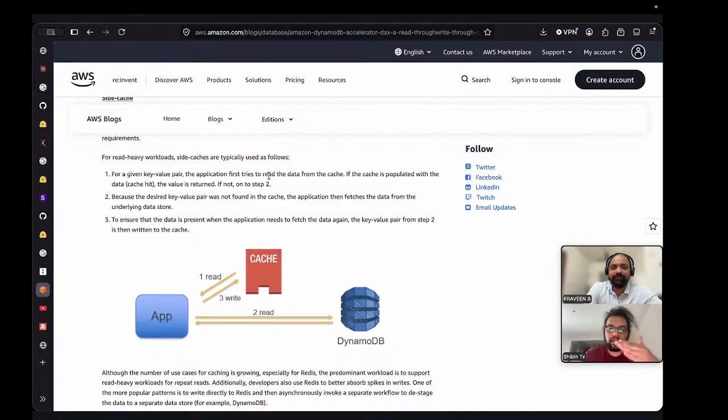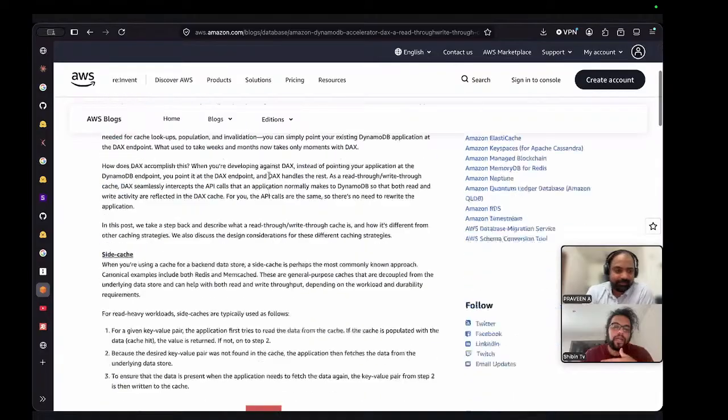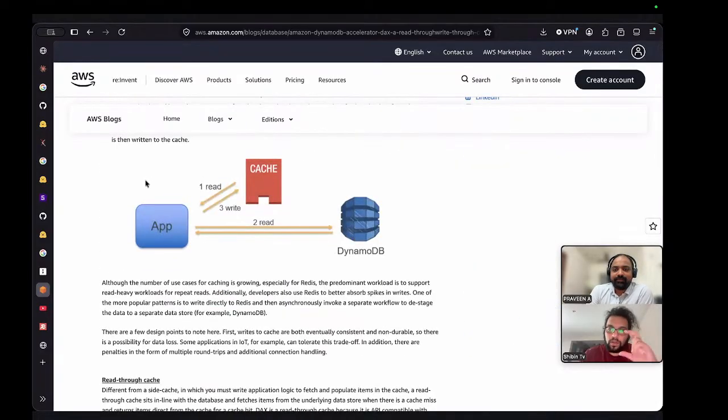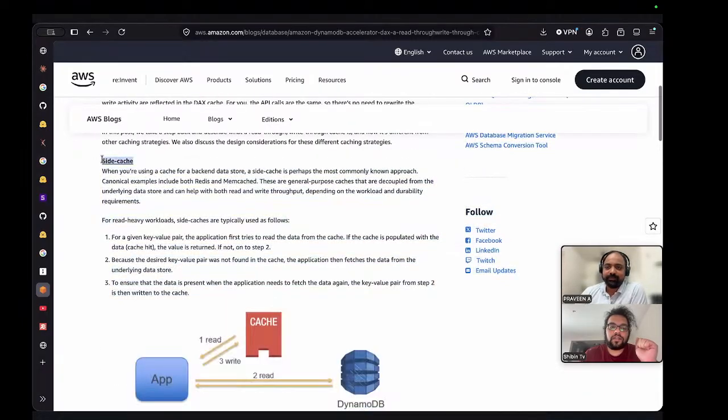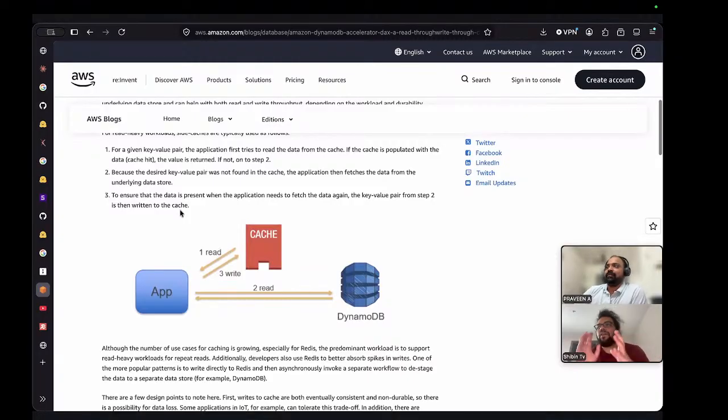They have mentioned five patterns of usage. Let's go through each of them and try to understand. The first one is the cache-aside, or side cache. What it means in practice is that your application logic is going to manage the cache reads and writes. Basically, you add a new entry to the cache, and you read from the cache.